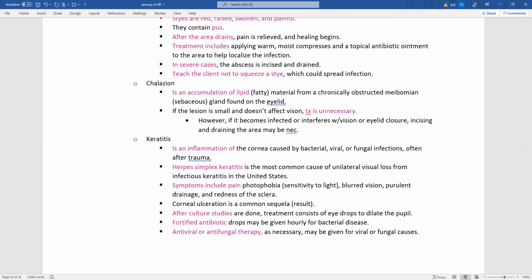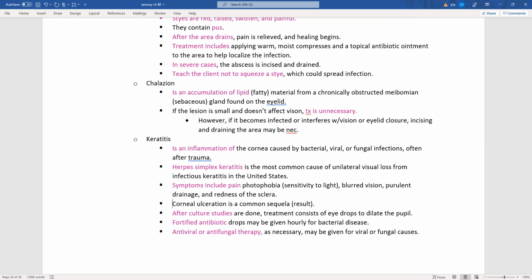corneal ulcerations is a common sequelae, meaning a common result. The corneal ulceration is a common sequelae. So basically, when we say sequelae, that means keratitis has been doing what it's been doing, due to that bacterial infection, and it caused all those other issues. Now this is the result of that, which is corneal ulceration. So sequelae means it's just a result of something else that was already going on, and now this happened. Y'all know how it is.